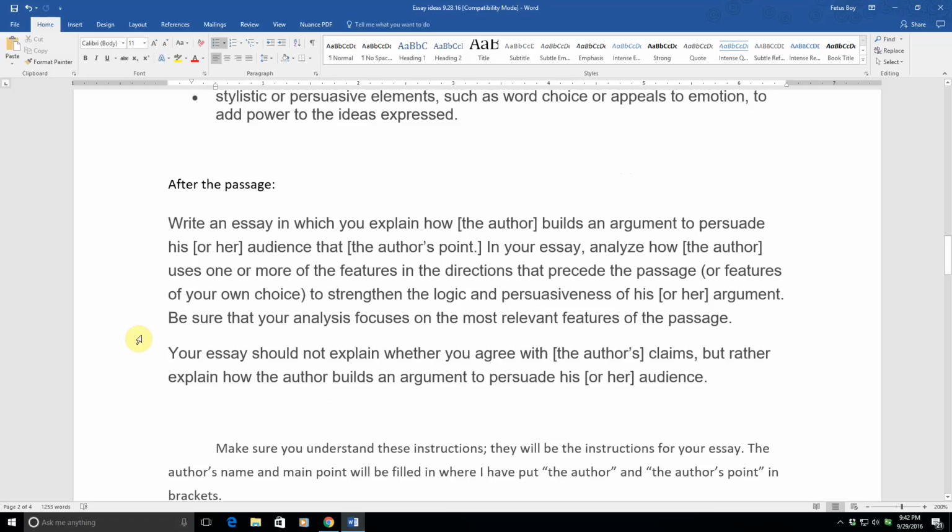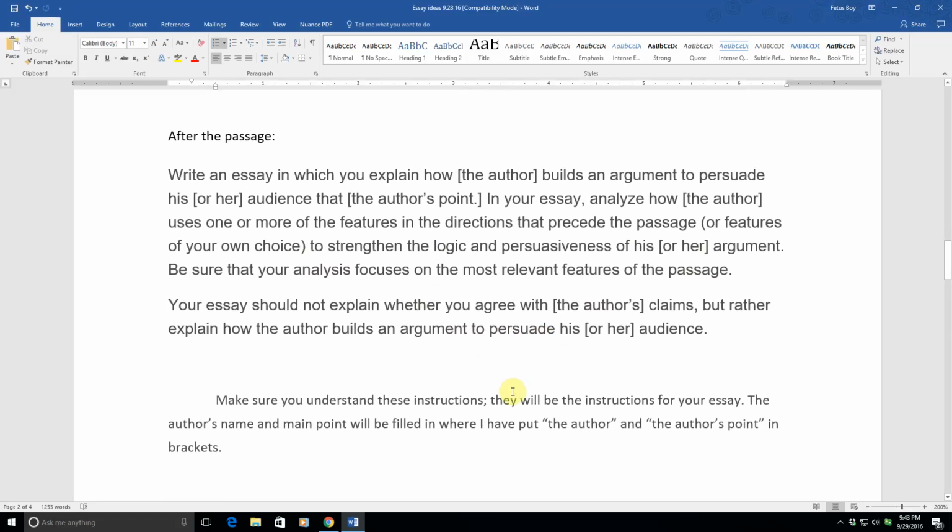In your essay, analyze how the author uses one or more of the features in the directions that precede the passage, or features of your own choice to strengthen the logic and persuasiveness of his or her argument. Be sure that your analysis focuses on the most relevant features of the passage. Your essay should not explain whether you agree with the author's claims, but rather how the author builds an argument to persuade his or her audience.